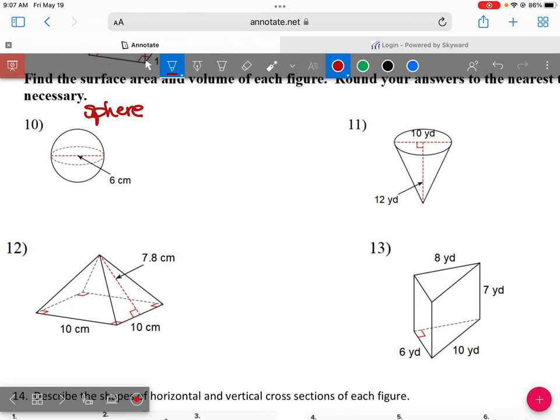Chase, what are you doing? Oh, finishing them for English real quick. Okay. All right, so sphere.